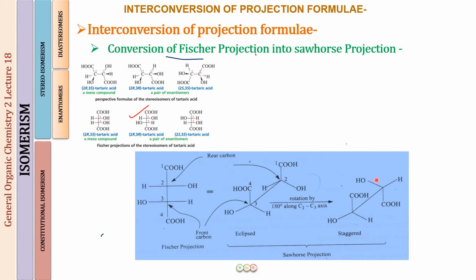Okay, so I hope this is clear. So this is how you do it. And when you want to convert this staggered into a flying wedge, what do you have to do? Well, you just simply put a wedge and a dash for the groups over here.